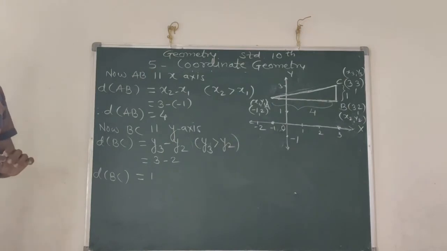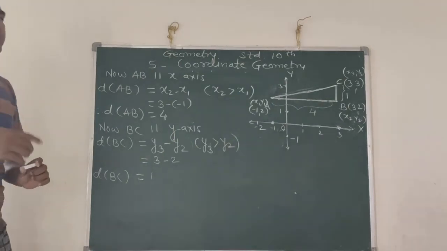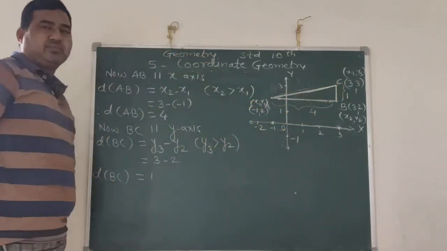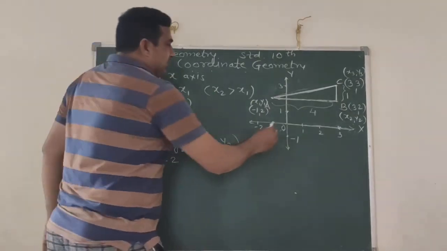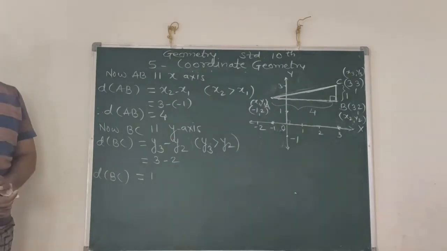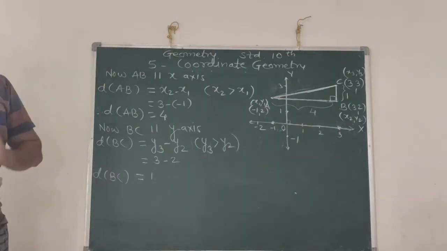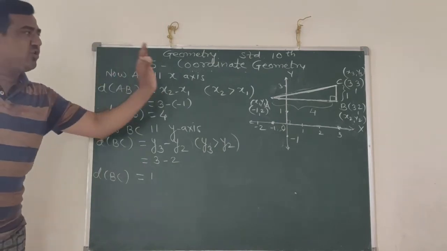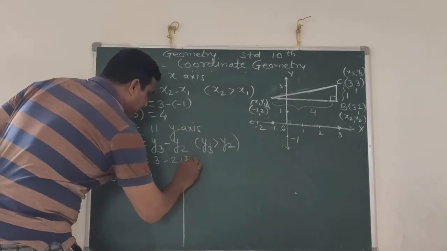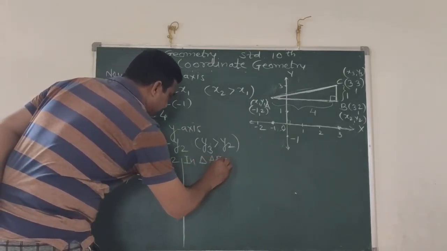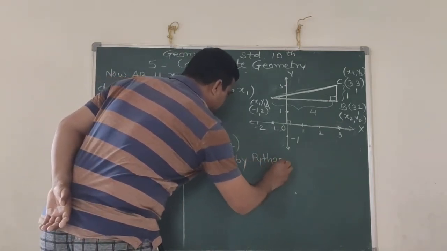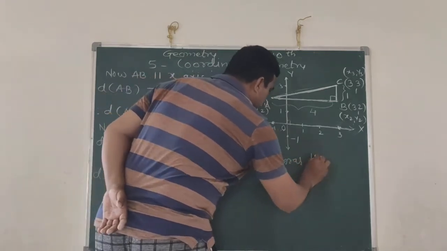But still our answer is not complete. Our question is to find distance AC. We want to find this distance AC. As you can observe, AB and BC are perpendicular to each other, so obviously it is a right angle. So here we got a right angle triangle. So here, in triangle ABC, by Pythagoras theorem.